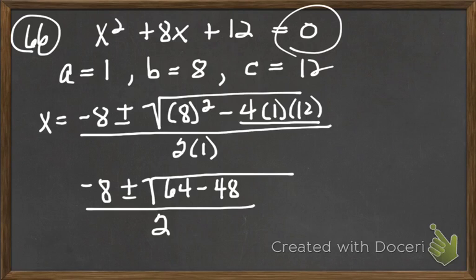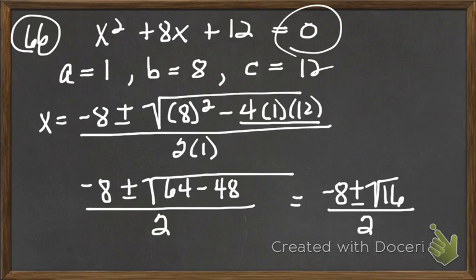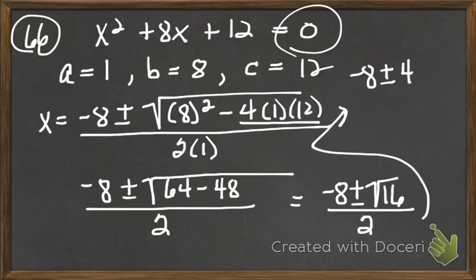Then you'll just continue to simplify what's underneath the square root. 64 minus 48 is 16. So you'll have negative 8 plus or minus the square root of 16, still divided by 2. And then once you get one number underneath your square root, you'll simplify that. You'll ask yourself, is 16 a perfect square? It is. The square root of 16 is 4. So you'll get negative 8 plus or minus 4 divided by 2.